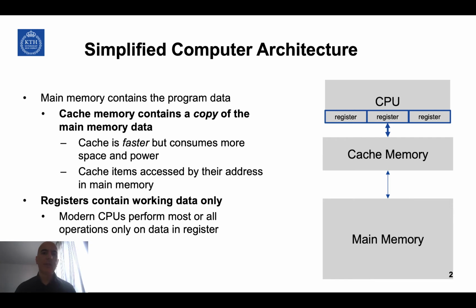We saw in the previous lecture that we have three main memories in our computer system. There's the main memory that contains all the program data. There are cache memories that are very fast but contain only a copy of the memory data. And then there are registers that are super fast and contain only working data.